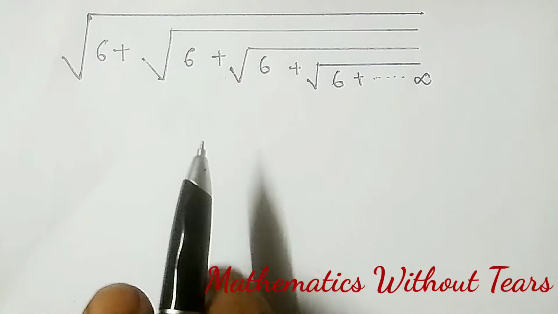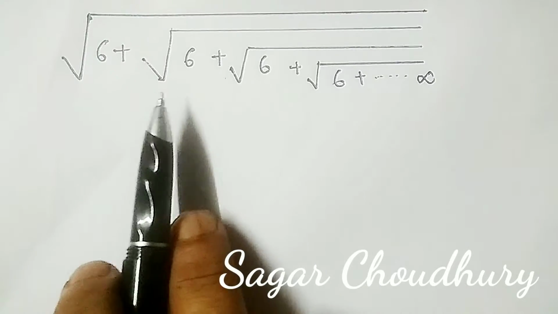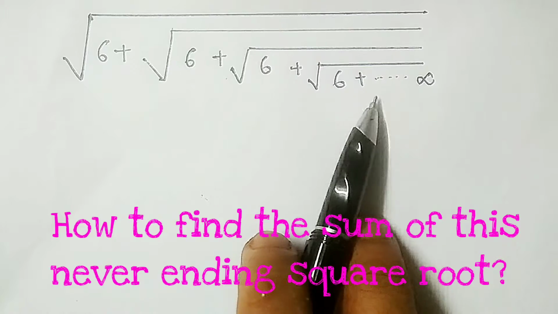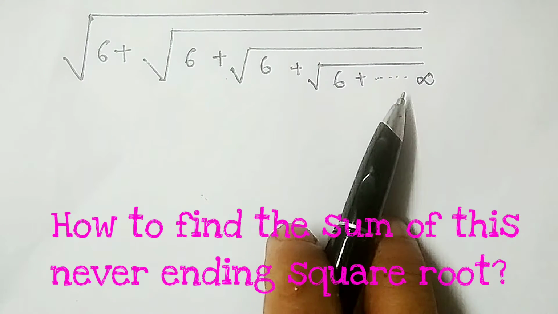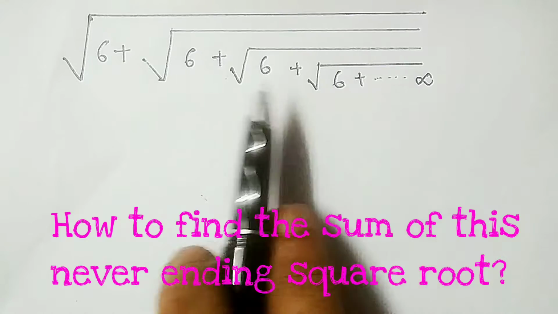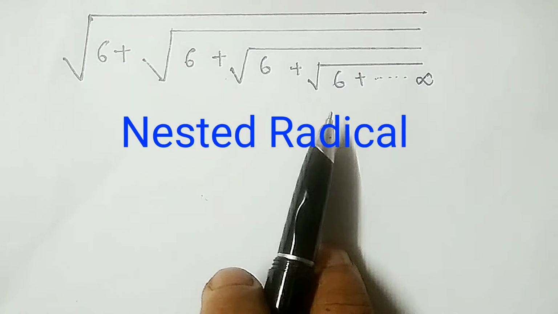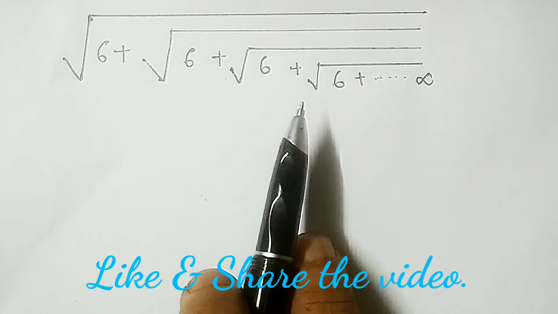a very interesting sum where we have to find the value of root over 6 plus root over 6 plus root over 6 plus root over 6, and it is going to continue forever. That means here it is a never-ending square root. In terms of mathematics, we call it a nested radical. Though this sum seems very complicated, with the basic knowledge of algebra, it can be solved.